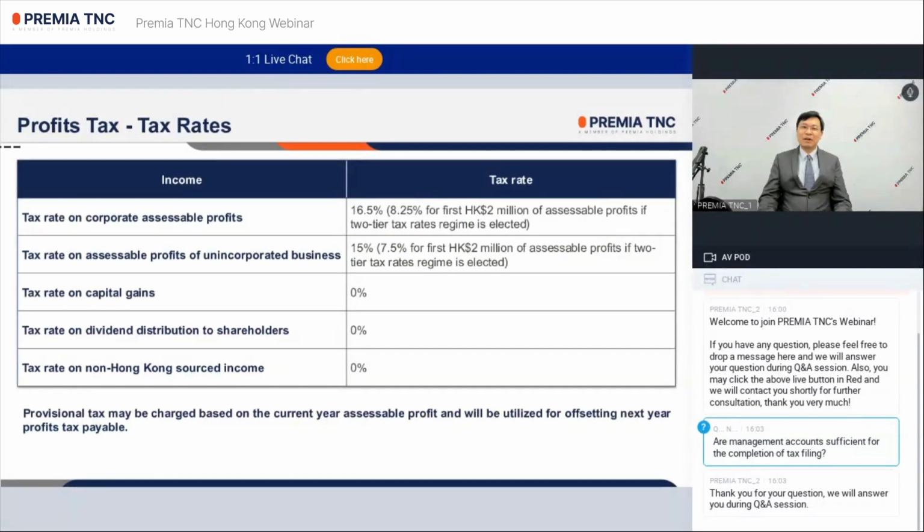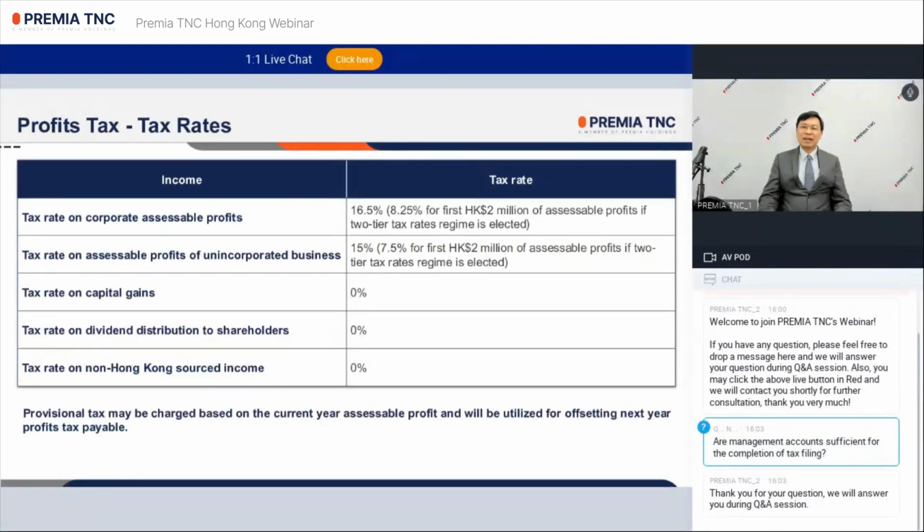Now let's talk about profits tax rate. The normal tax rate is 16.5% for limited companies and 15% for unincorporated business, such as partnership. From 1st April 2018, a two-tier tax rate regime was introduced. Under this regime, eligible companies can reduce half of the tax rate for the first 2 million Hong Kong dollars assessable profit. That means 8.25% for limited companies and 7.5% for unincorporated business.